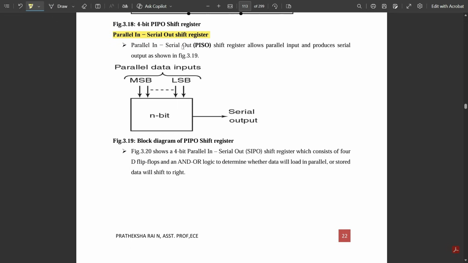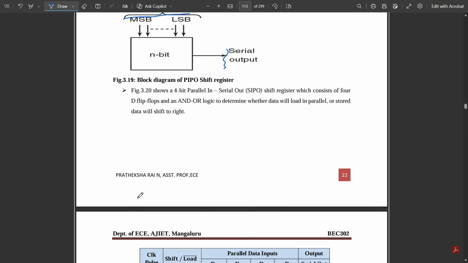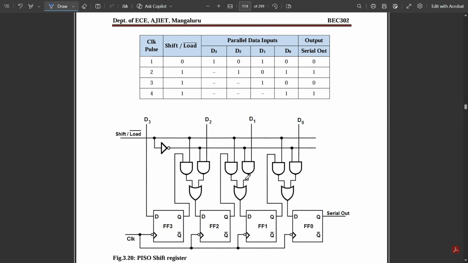In parallel in, serial out, it allows parallel input and produces serial output. So you could be seeing this diagram here. Parallel data inputs are provided and one serial output is generated. This below figure shows the block diagram of this parallel in, serial out. You see for 4 clock pulses, 1, 2, 3, 4, we are having shift load operation where initially the values of the parallel data inputs are D3, D2, D1, D0.